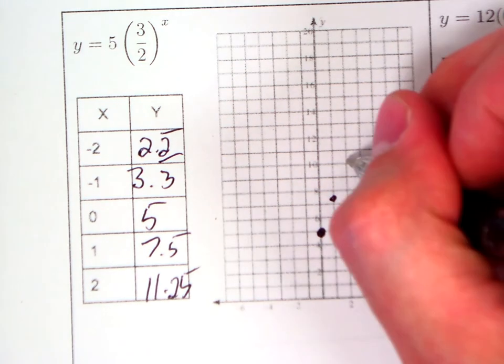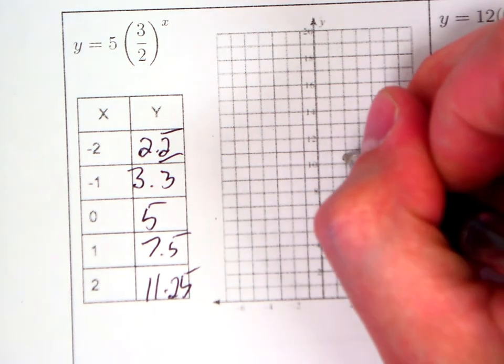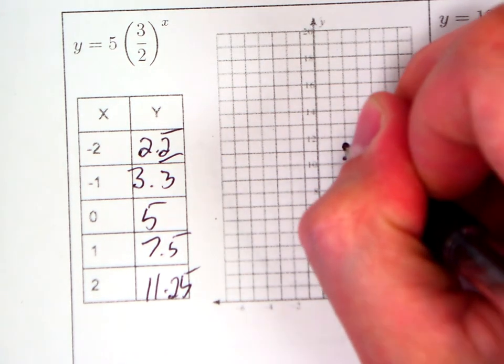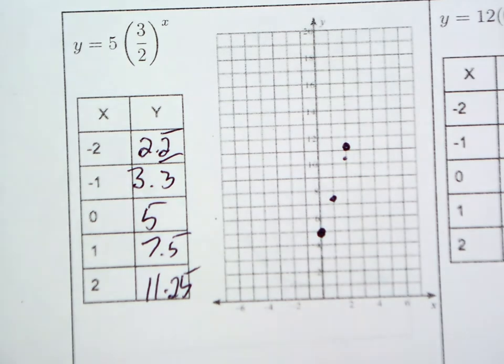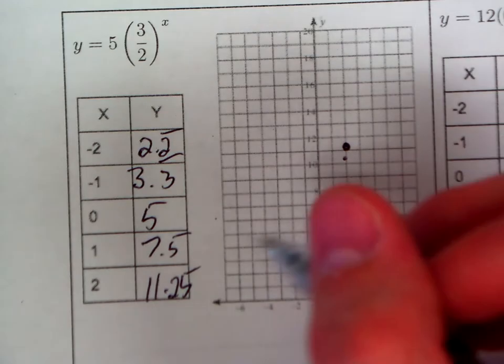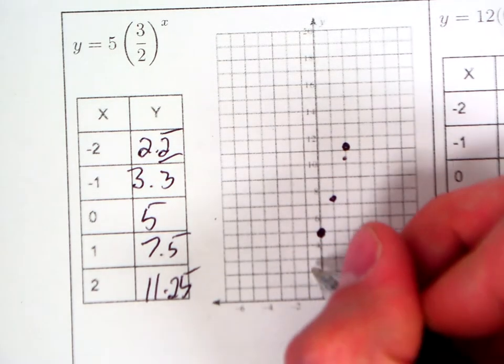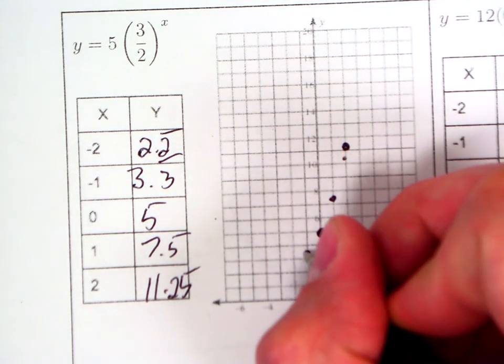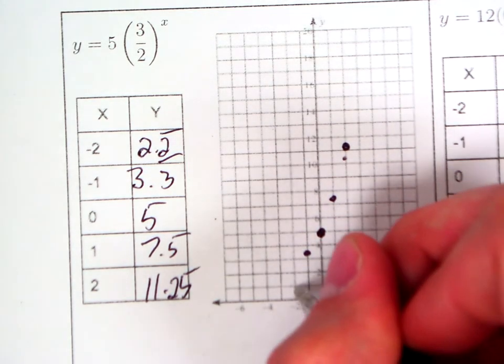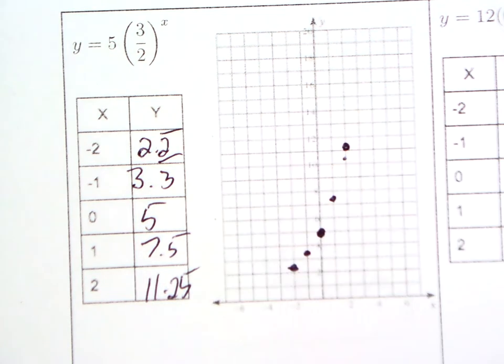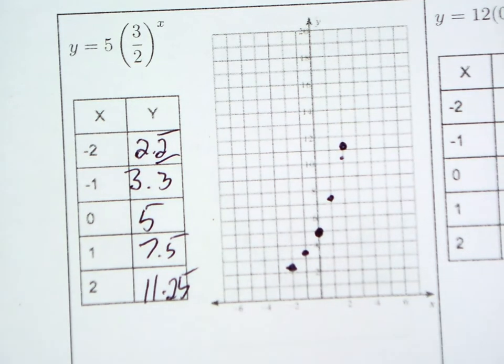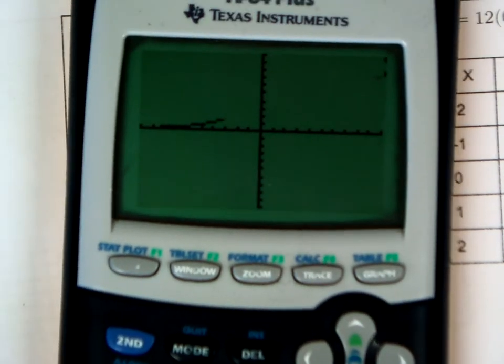fast because our growth factor is not as big. It's only 3 halves, or 1.5. And as we go to the left, 3.33 and 2.22. It's going to take a little bit longer to get to 0. And if you look at the graph, that is shown here.